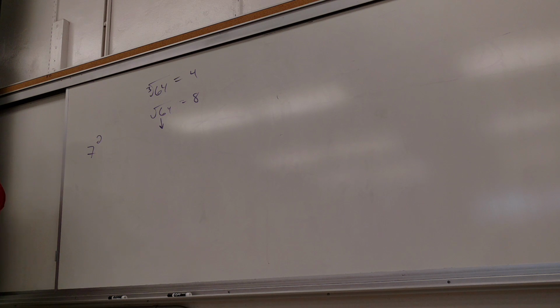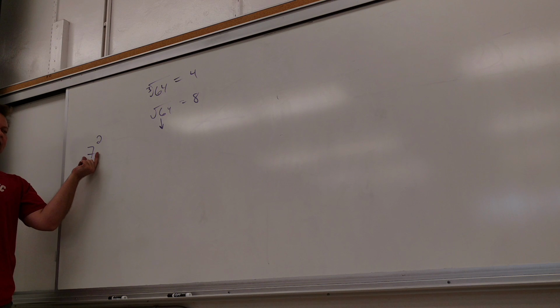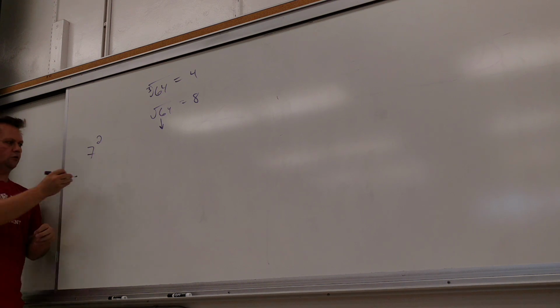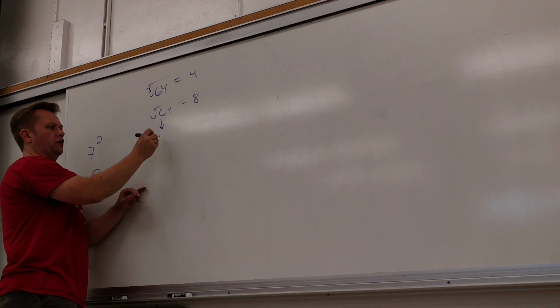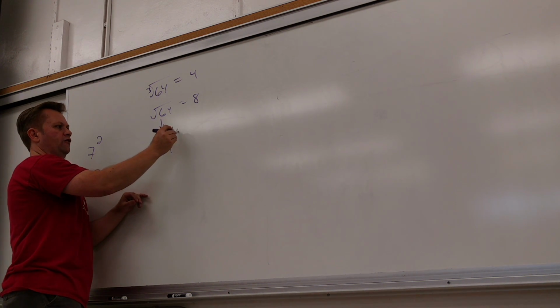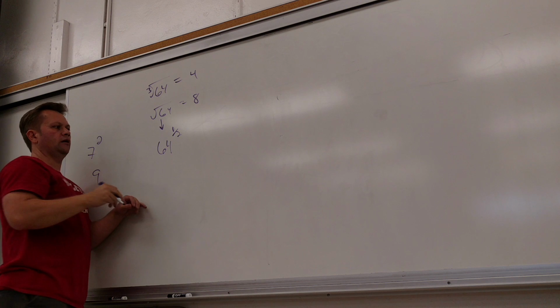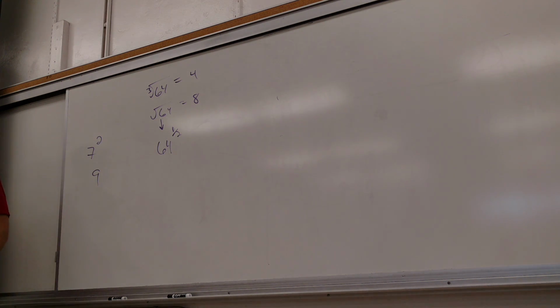Not just one 7, but it wants two 7s all of a sudden, right? So a square root does the opposite of this. It doesn't want a full 9, it wants half of 9. Or it doesn't want a full 64, it wants half. You can do it, Jeff. Half of 64 multiplicatively.